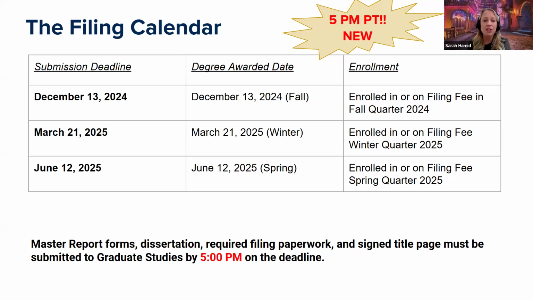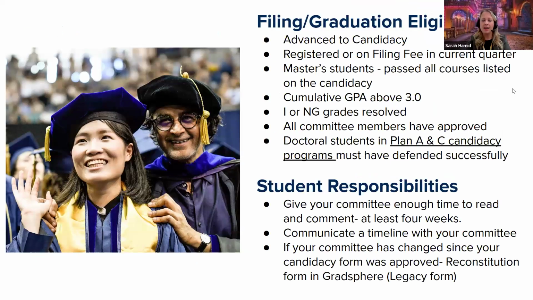As this slide mentions, it's really important to remember the 5 p.m. So 5 p.m. on December 13th is the latest that we can receive your submission and all your paperwork. Again, we have the March 21st deadline coming up for winter quarter, and then we have the June 12th deadline for spring. And now I'm going to move on to the next slide.